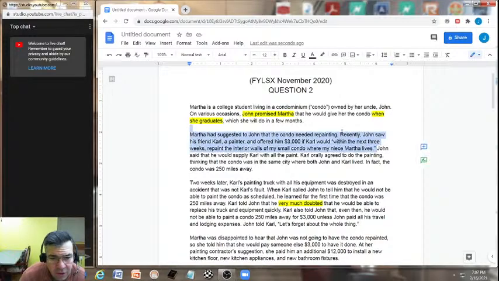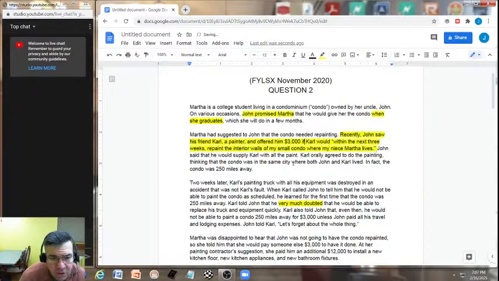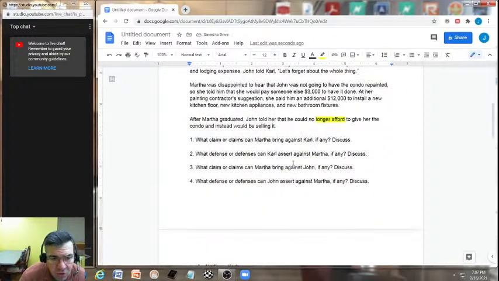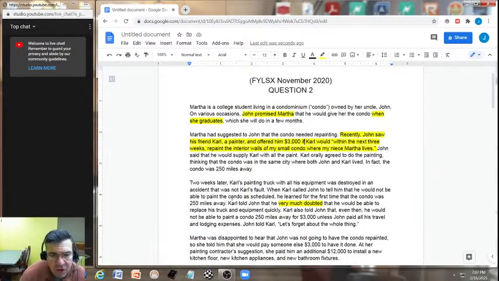Okay, right here. It's this aspect right here that we're looking at in terms of the offer, John and Carl. So down here, remember Martha v. Carl and Martha v. John. This is where things get really interesting, because the contract with John and Carl is where Martha is going to get her rights, okay? Now, John said that he would supply Carl with all the paint.